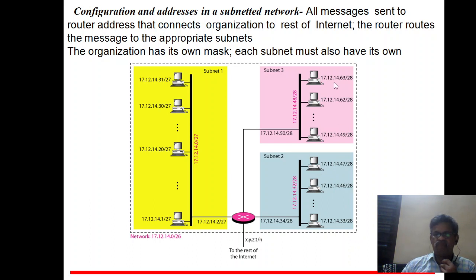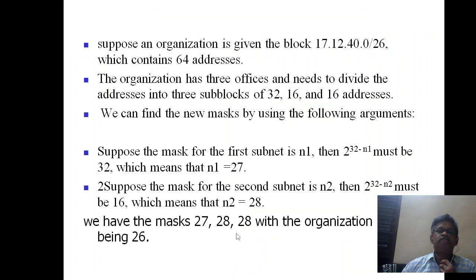16 means 4 bits, so only 28 can go to the net ID portion. Only 4 is required out of 32. Again, 16 means 28 can go to the net ID and only 4 is required for the host. For 32, 5 is required for the host ID portion and 27 can go to the net ID portion. So that sort of mapping will be done here.